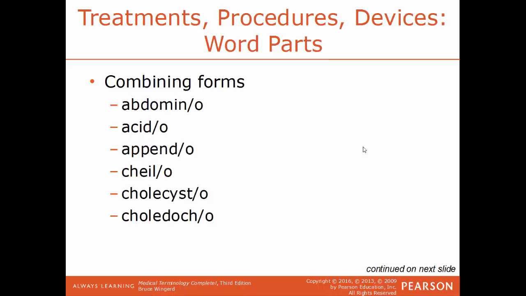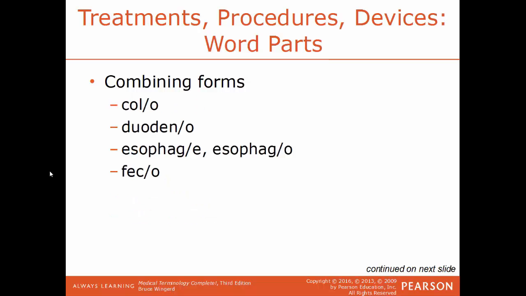Abdomino is a reference to the abdomen. Acido is a reference to acid. For this system, usually a reference to stomach acid. Appendo is a reference to the appendix. Cheilo is a reference to the lip. Cholecysto is a reference to the gallbladder. Choledocho is a reference to the common bile duct. Colo is a reference to the colon, or the large intestine. Duodeno, the duodenum, very first part of the small intestine. Esophago is a reference to the esophagus.